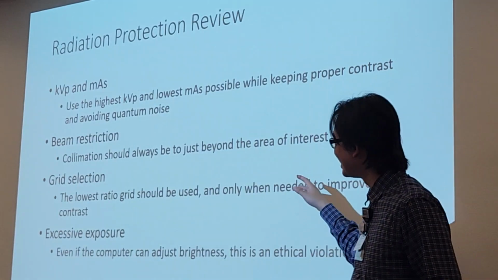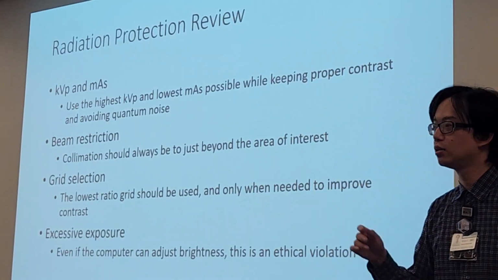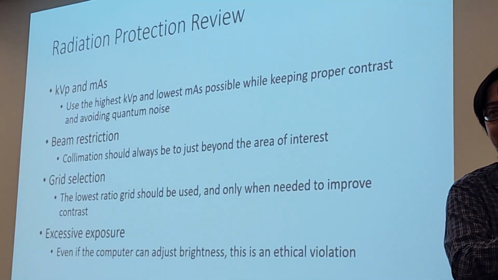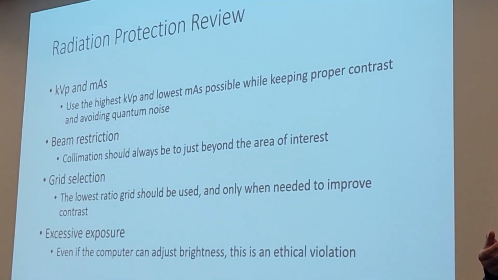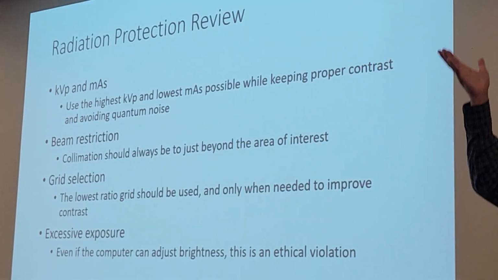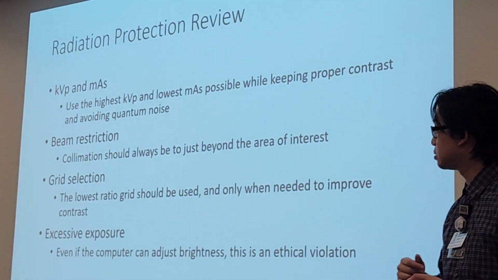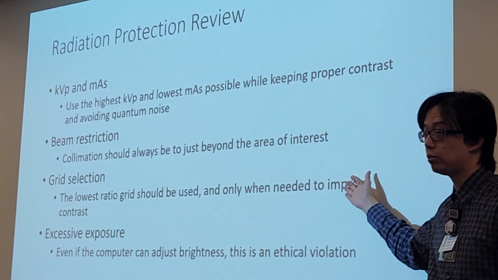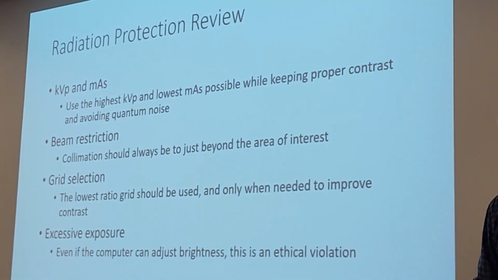All right. Grid selection. Remember, right, if we use a really powerful grid, like a 16:1 grid, that is a high GCF, which means we need a lot more mass in that case. And mass is patient dose. So we want to use the lowest grid possible to give us an acceptable level of scatter.